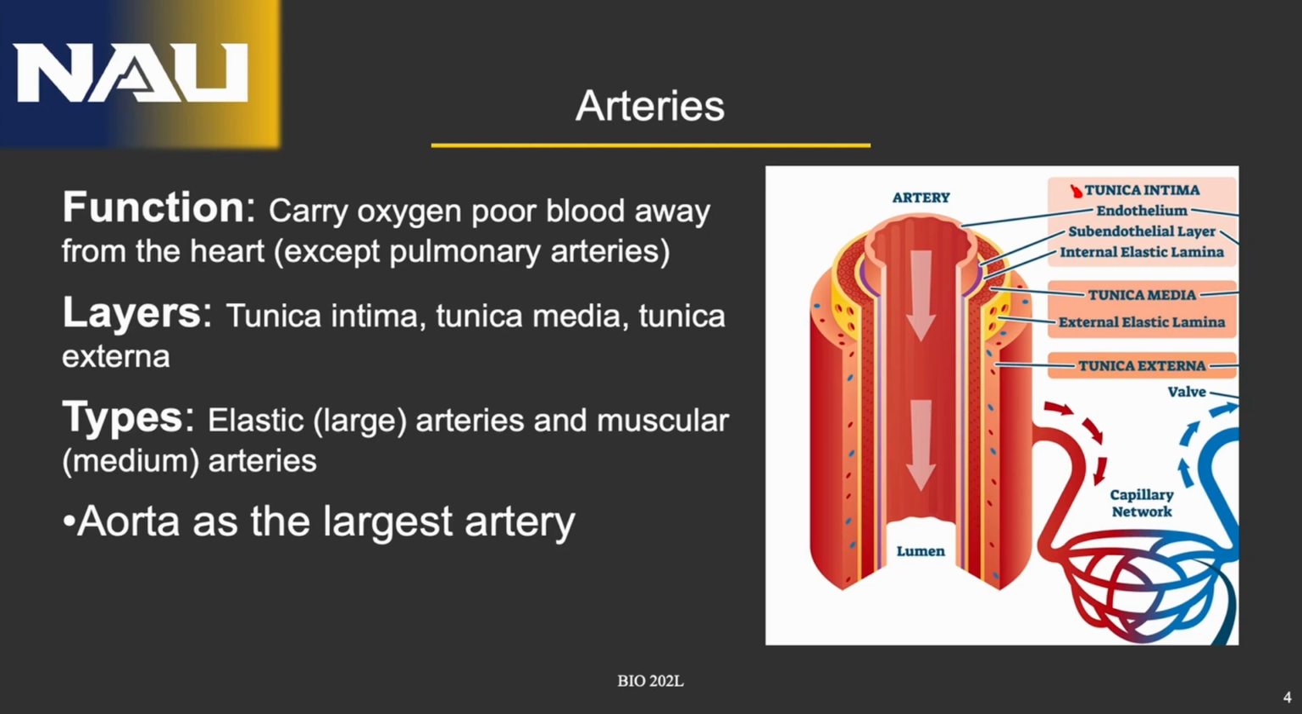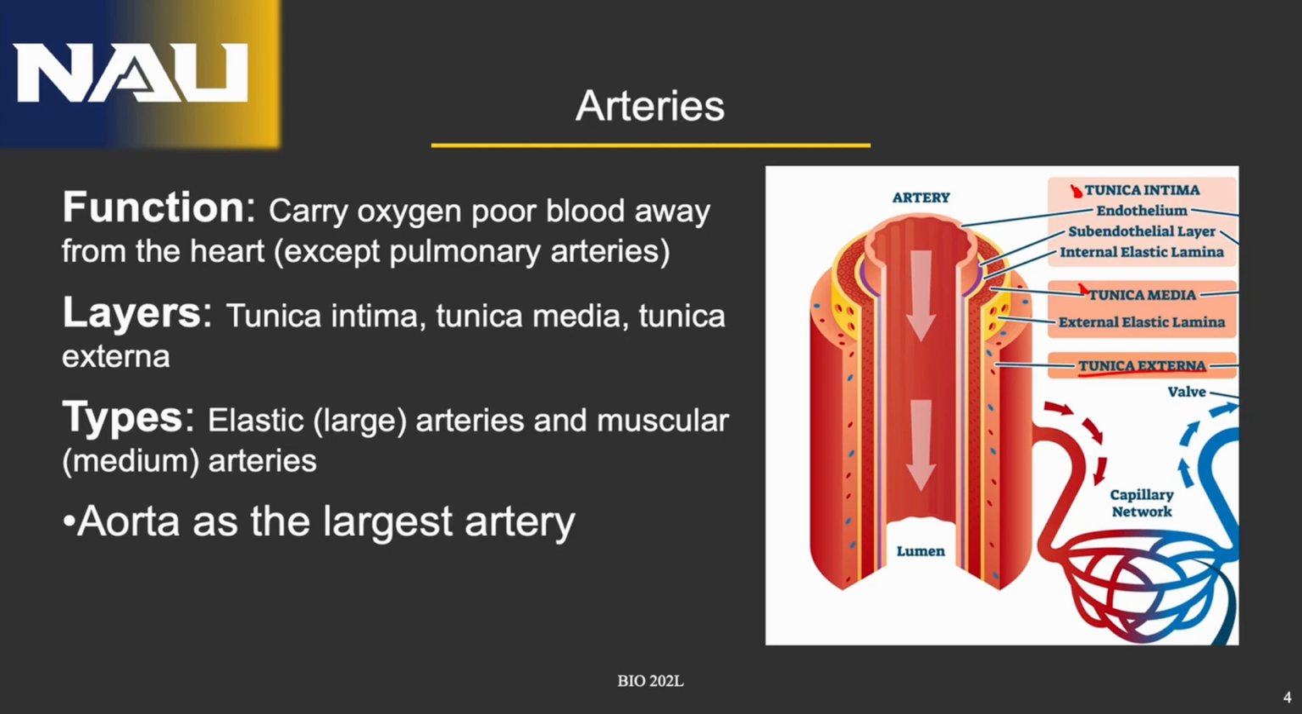Then we have the tunica media. This is the middle layer, and it is made up of smooth muscle cells and elastic fibers. This layer is crucial for maintaining blood pressure and controlling blood flow through vasoconstriction and dilation. Lastly, we have the tunica externa, the outermost layer, also known as the tunica adventitia. It is composed of connective tissue. It provides structural support and protection to the artery.